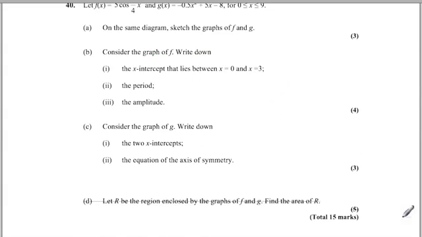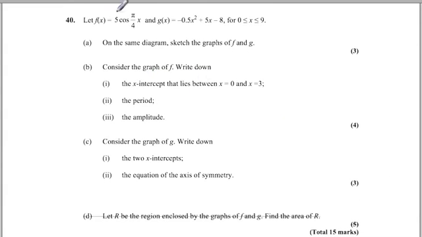Okay, let's do 40. So here's our f of x, here's our g of x. On the same diagram, sketch the graphs of f and g. I'm pretty sure this is a paper 2 question. So first, the best thing to do is graph 5 cos pi over 4x, and this one is negative 0.5 x squared plus 5x minus 8. I'm literally just graphing this in my calculator.